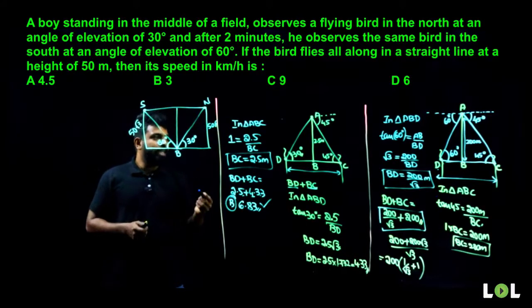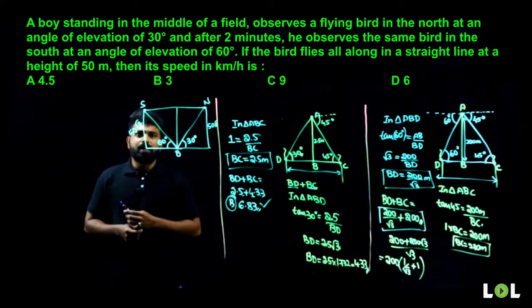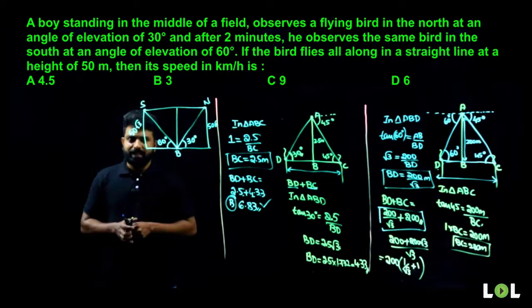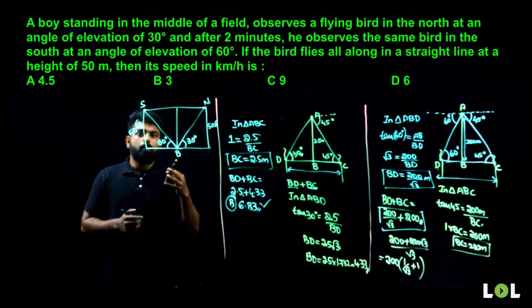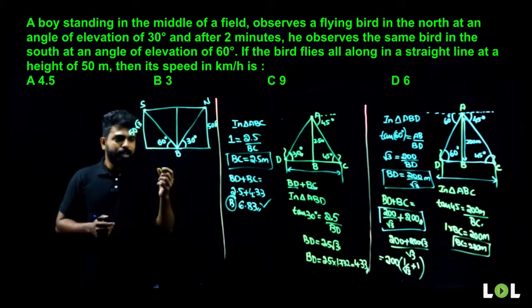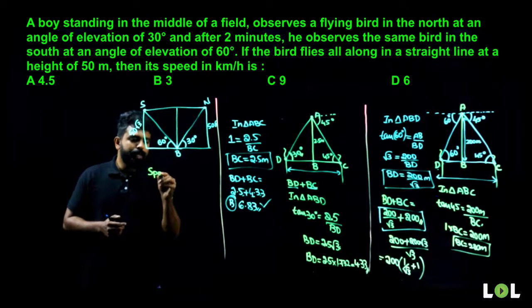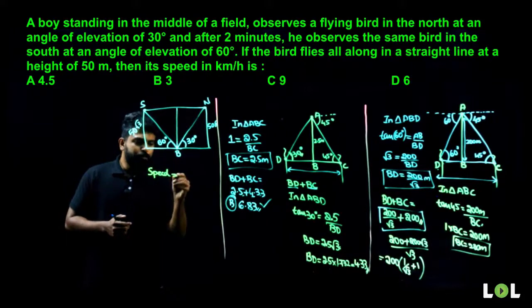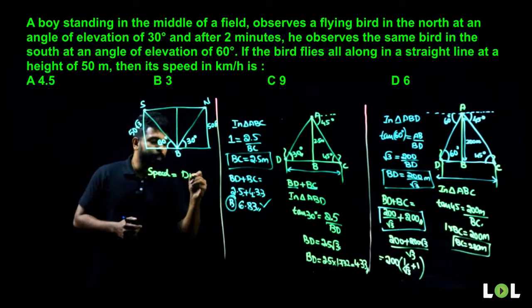Now what are they asking? They're asking us to find the speed of the bird. Now there's a little twist here. So let us start from the question that they've asked. What do we need to find out? We need to find out the speed. So what is the formula for speed that we know? Speed is nothing but distance by time.